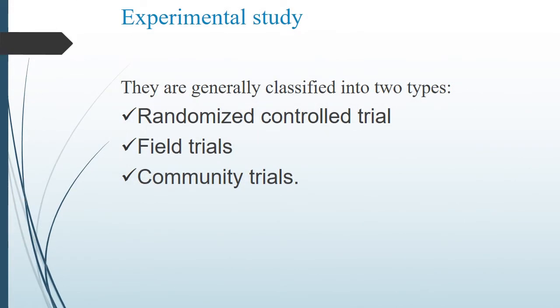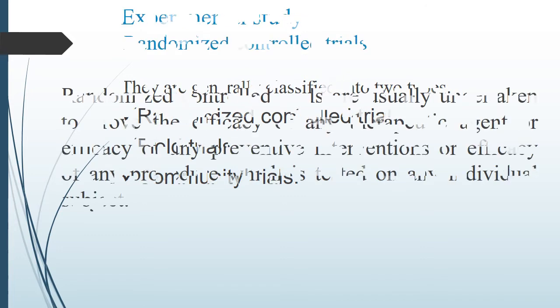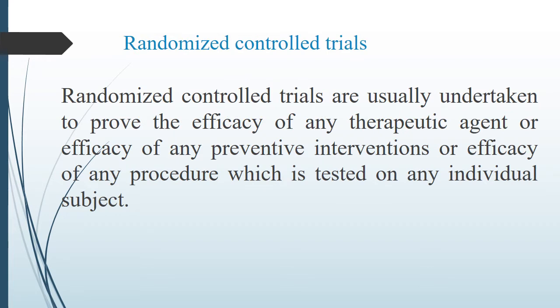Experimental studies also have two types: randomized controlled trials and field trials or community trials. So we will see randomized controlled trials first. Randomized controlled trials are usually undertaken to prove the efficacy of a therapeutic agent, or the efficacy of a preventive intervention, or of a procedure which is tested on individual subjects.